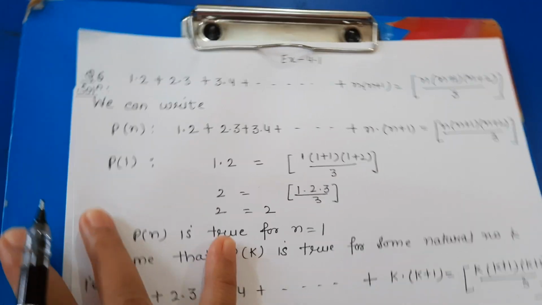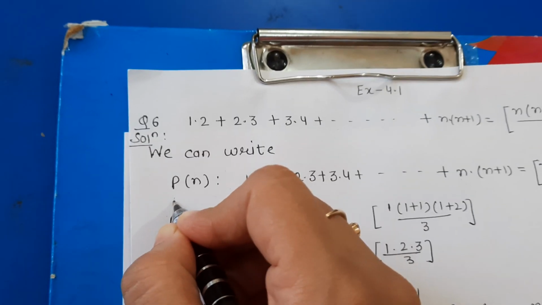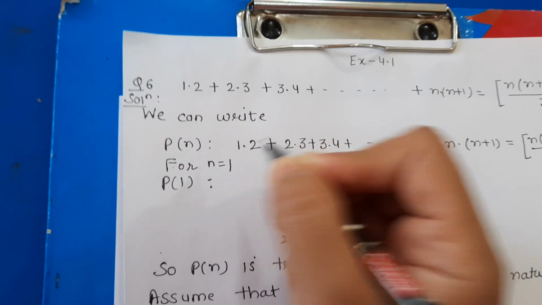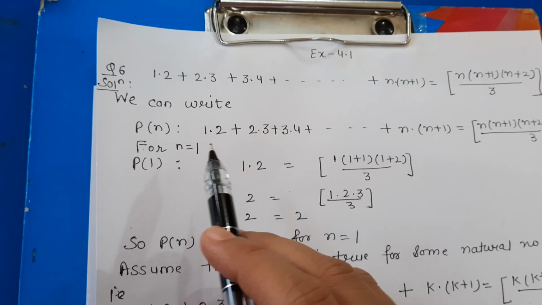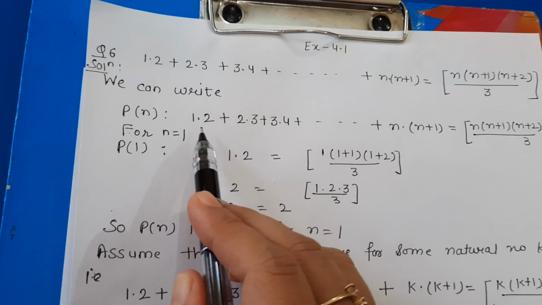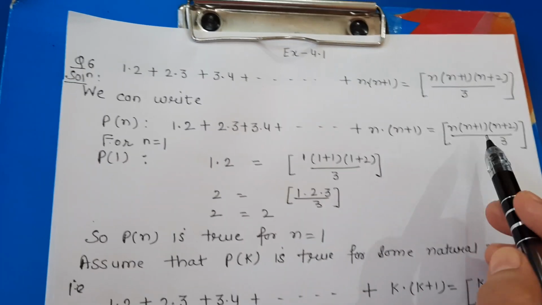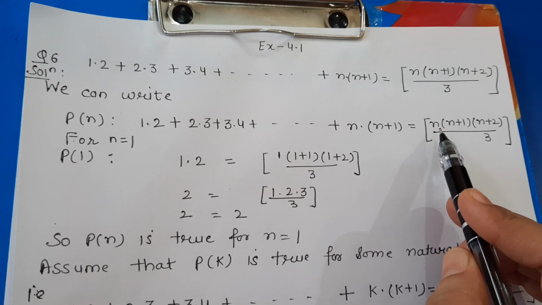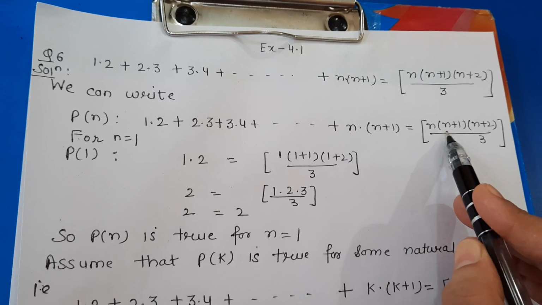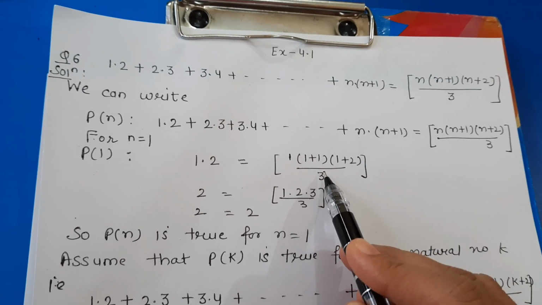Now, firstly, we write for n equals to 1. What is your P1? On the left hand side, we are going to take the first term, that is 1 into 2. And in the right hand side, we are going to put n equals to 1. So this is 1 into 1 plus 1, into 1 plus 2, divided by 3.